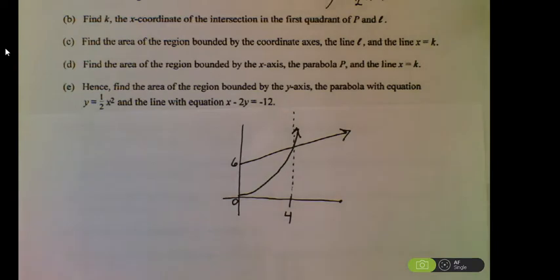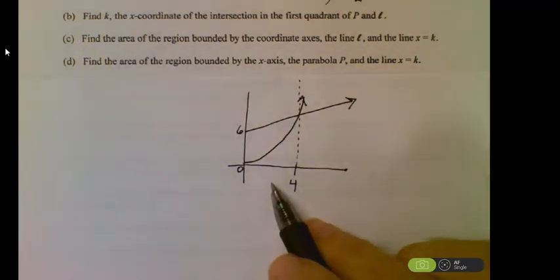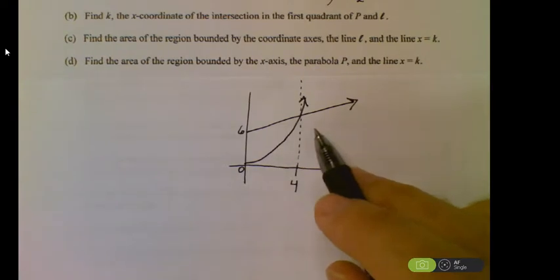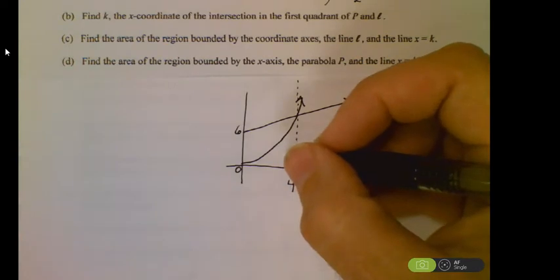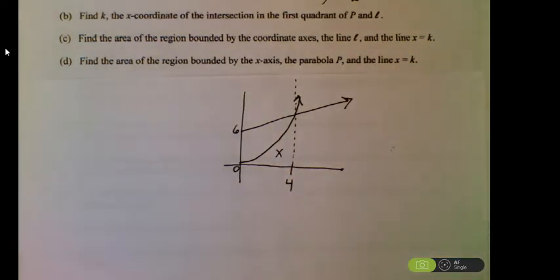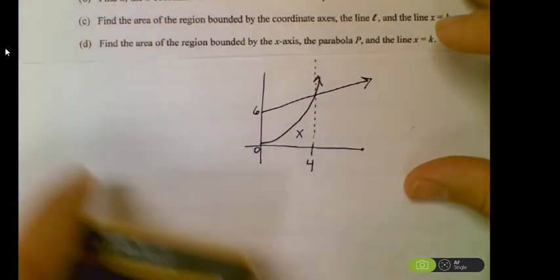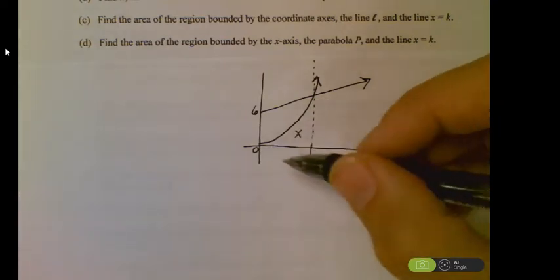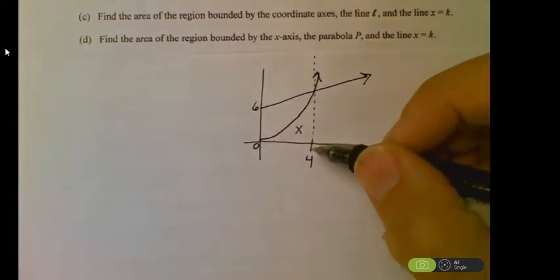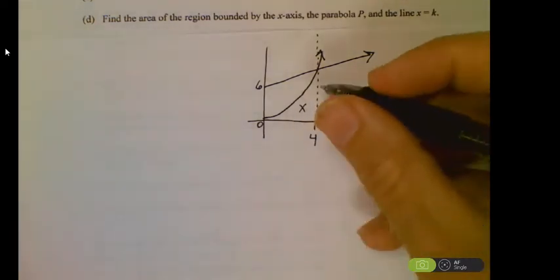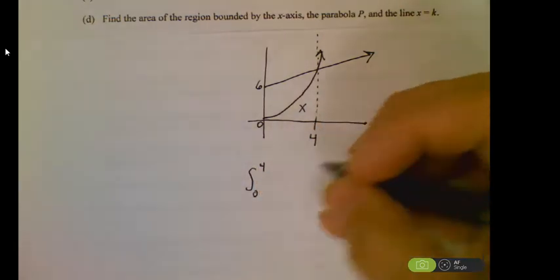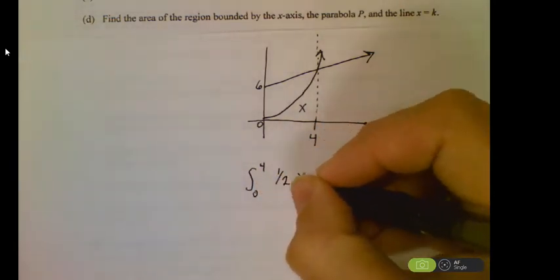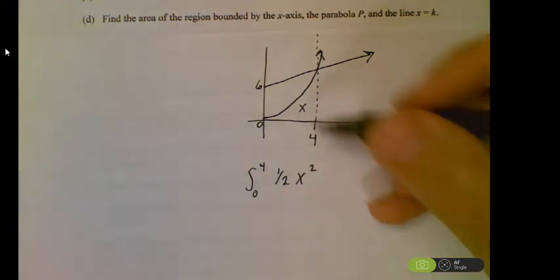So first thing they're asking for is the area of the region bound by the x-axis, the line for L, and the line x equals K, which was 4. So first thing they're wanting to know right here is sort of this area right here. So to do that, we're just finding the area under this curve, and we're going to evaluate it from 0 to 4. So if we just take our parabola function on that and evaluate it from 0 to 4, then we can get the area under that curve.